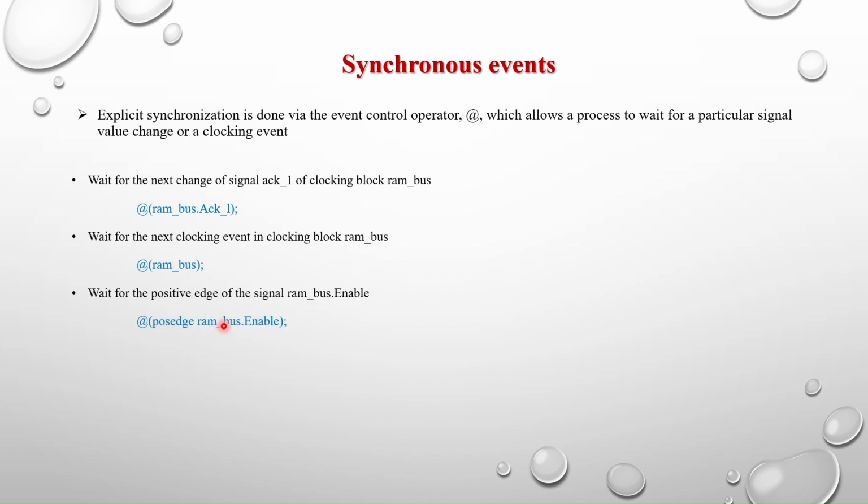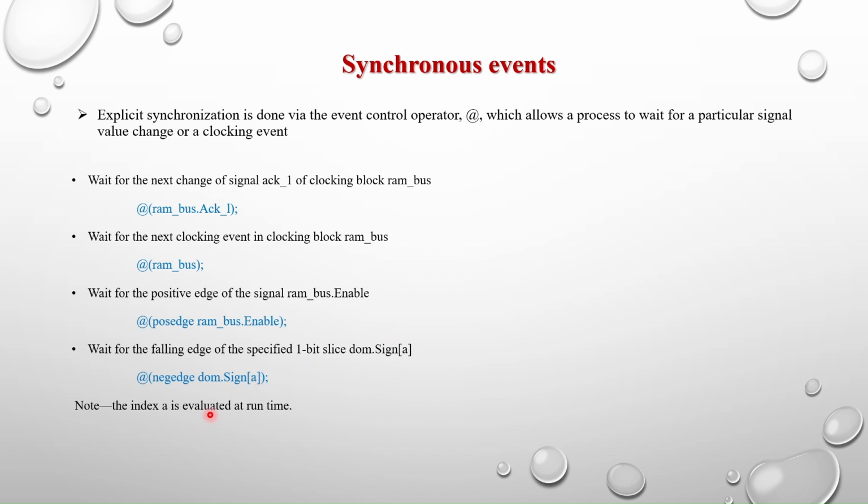And here, @(posedge rambus.enable) means I'm waiting for the positive edge of the enable signal. The enable signal is declared inside rambus, that's why I'm using rambus.enable. In order to access the signals declared inside the clocking block, we have to use the dot. So I'm waiting for the positive edge of the signal enable which is declared inside the rambus clocking block. Then @(negedge dom.signal). Here I have a signal which is inside dom, so I'm waiting for the negative edge of that. Wait for the falling edge of the specified 1-bit slice dom.signal A.